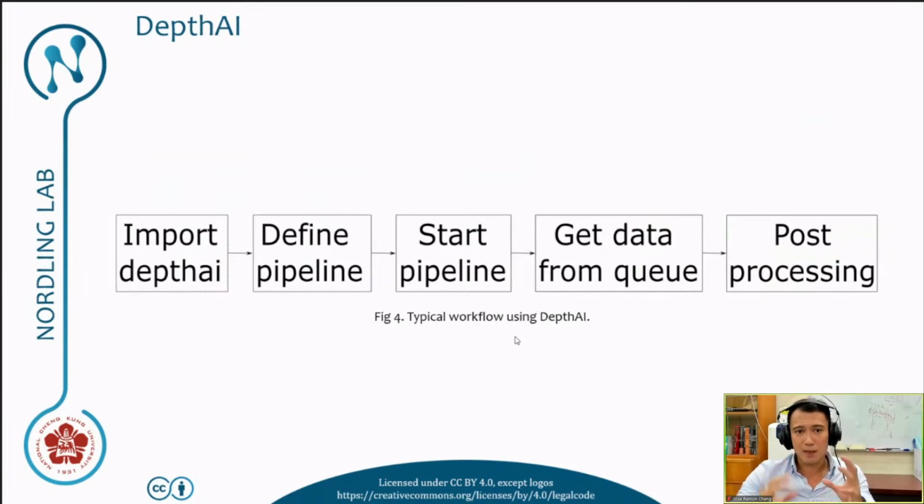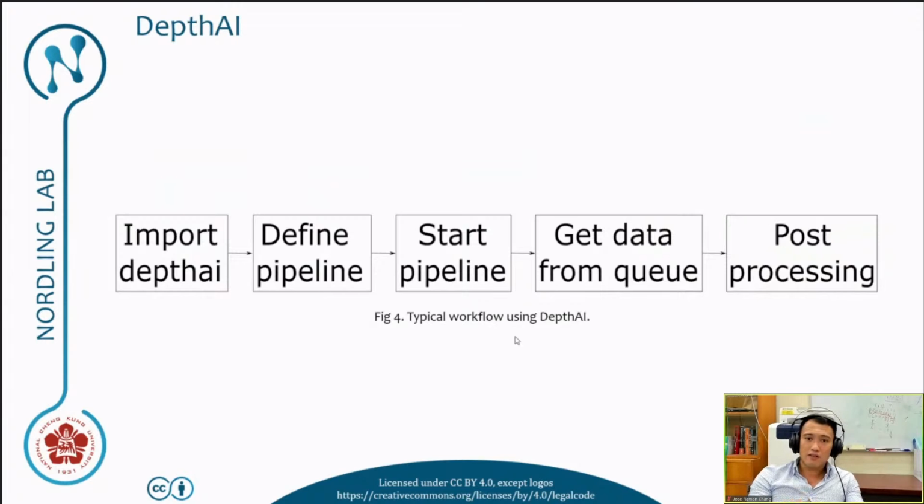Then you need to define a pipeline. A pipeline is basically where you define components that are inside the camera, and then you connect them through links, so that the camera can automate that by itself. And then you also need to define nodes or components to be able to send information from the camera to the computer, or from the computer to the camera. We will discuss that later in much more detail.